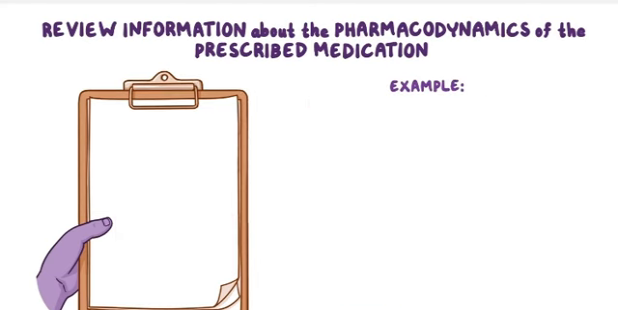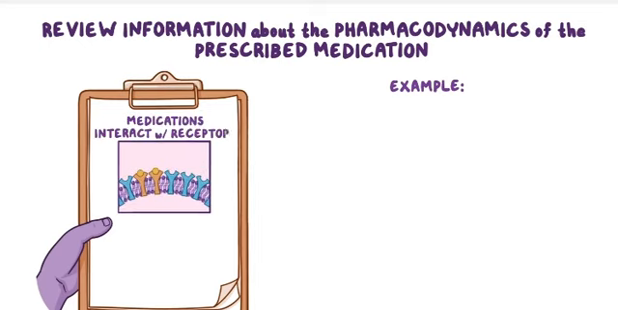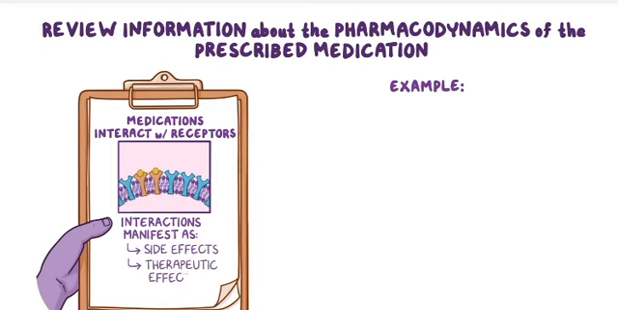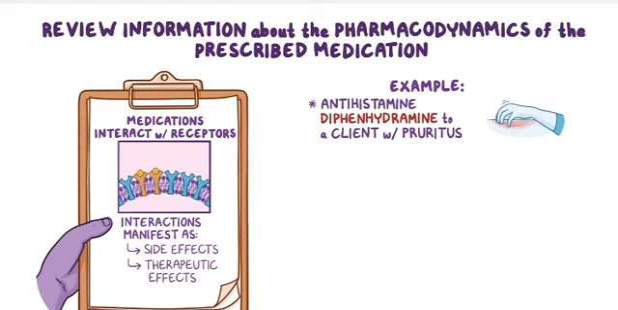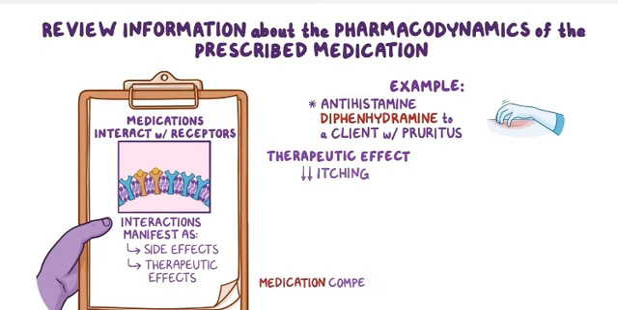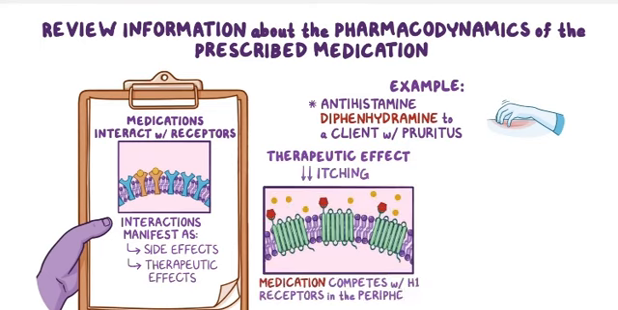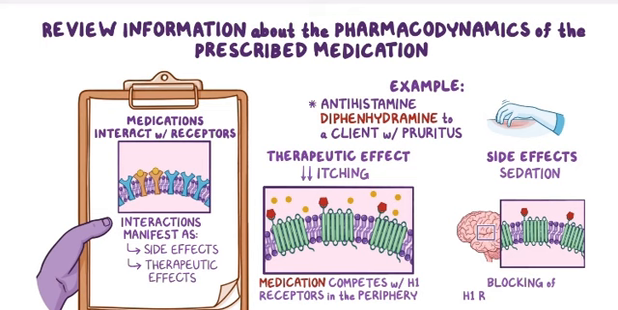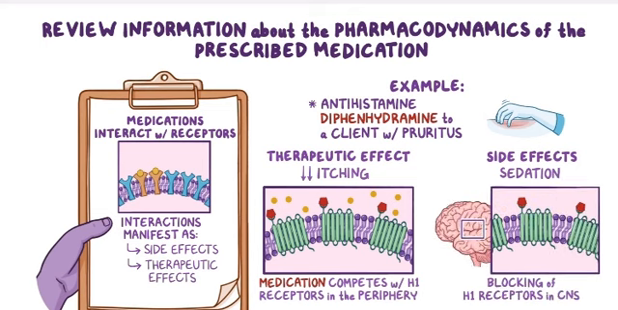Also, keep in mind how medications interact with receptors throughout the body and how these interactions can manifest as side effects in addition to the desired therapeutic effect. So, if you're administering the antihistamine diphenhydramine to a client with pruritus, you should look for the therapeutic effect of decreased itching as the medication competes with H1 receptors in the periphery. In addition, be sure to also monitor for side effects like sedation due to blocking of H1 receptors in the central nervous system.